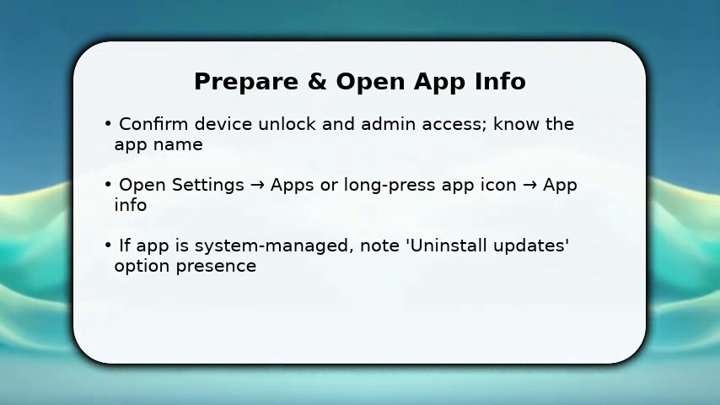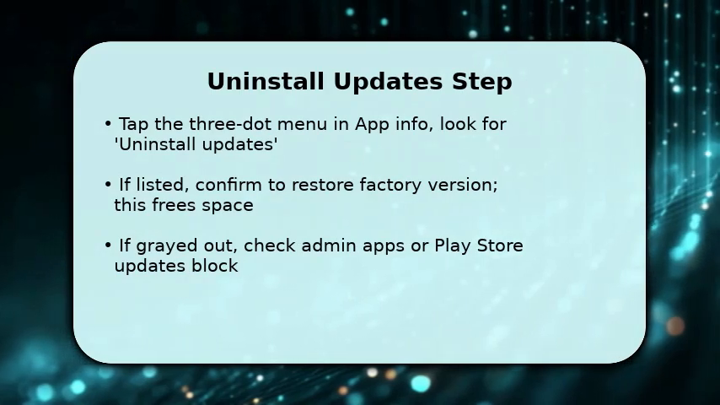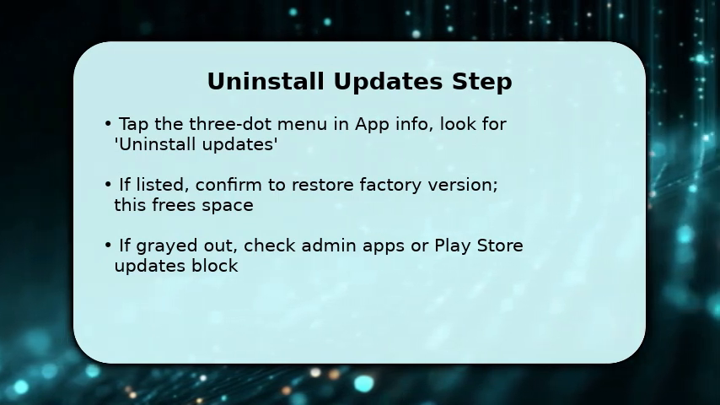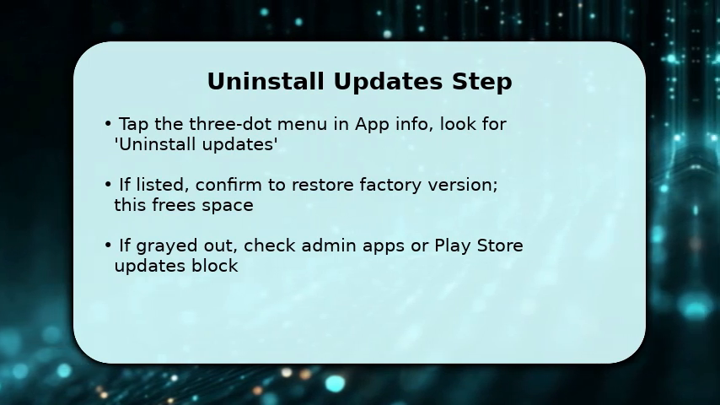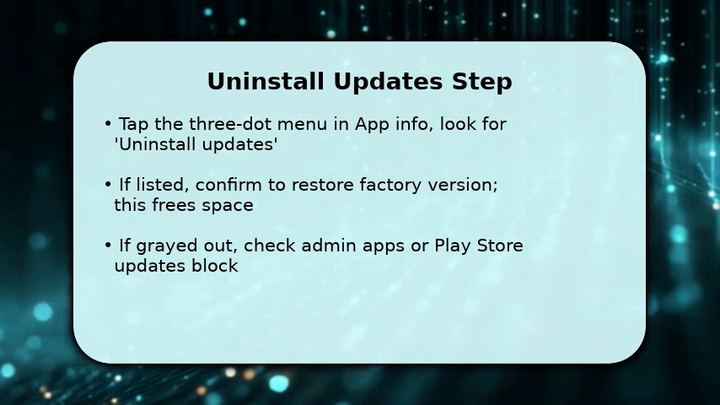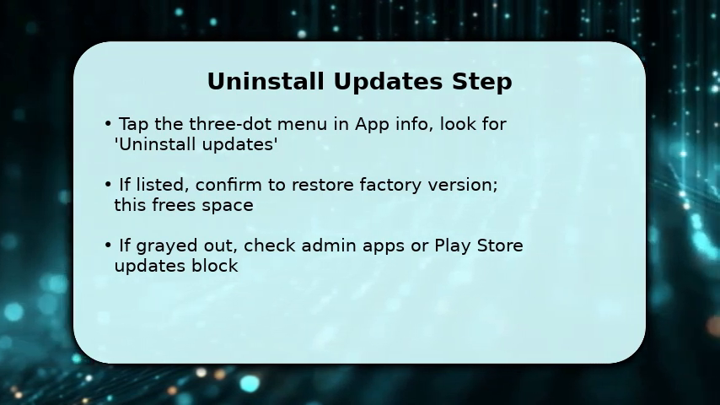You now target the three-dot menu in App Info. This is where Samsung exposes uninstall updates. Tap it and confirm the prompt to restore the factory version. This removes patched APKs and returns the app to the firmware version to resolve bugs or incompatibilities.